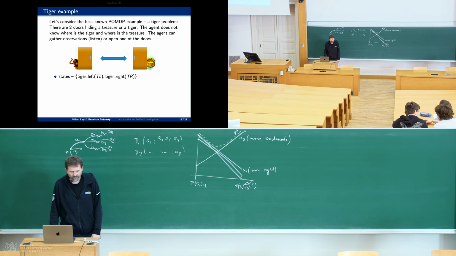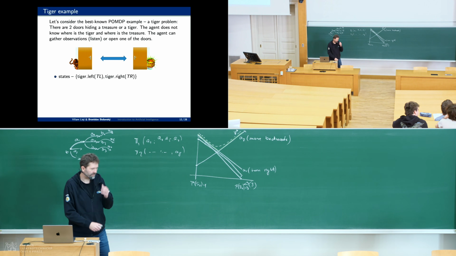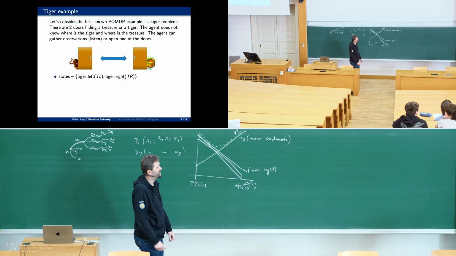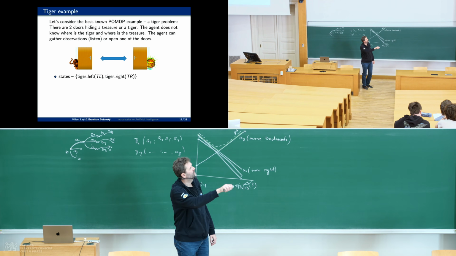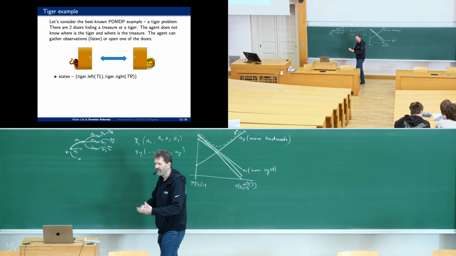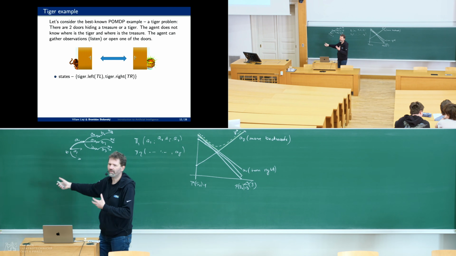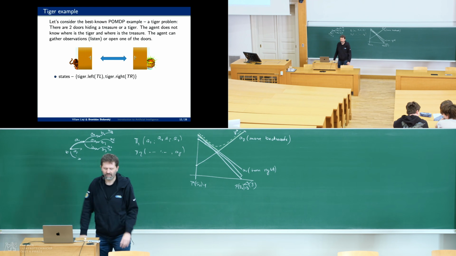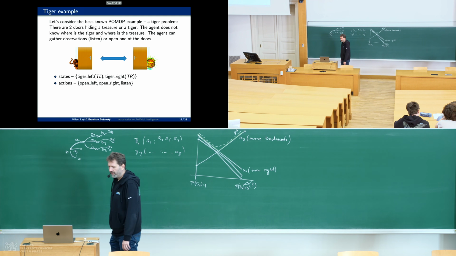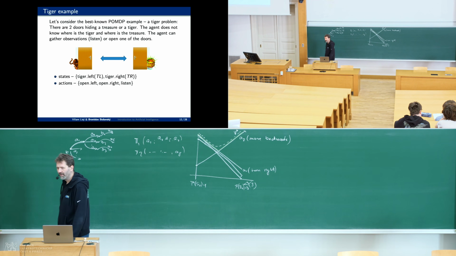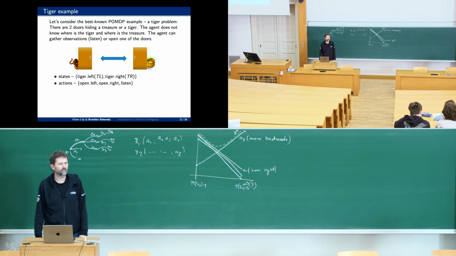So what are the possible states? We have only two states in this problem. The tiger can be either on the left side or on the right side. Whenever the tiger is on the left, then the treasure is on the right, and vice versa. Right? So this is a simplification. We can have three possible actions in this problem.